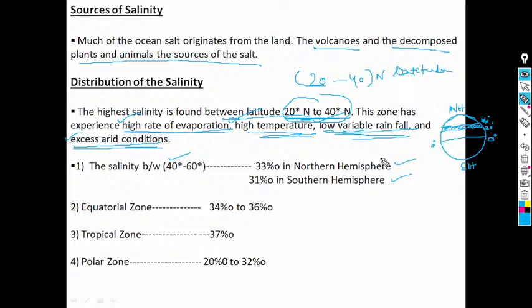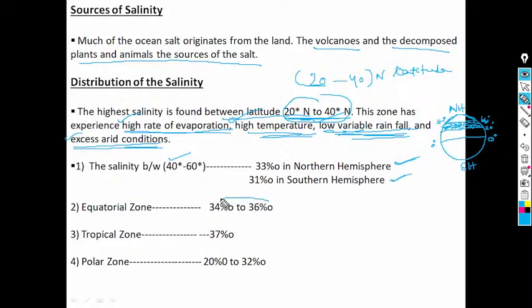This zone has experienced high rate of evaporation, high temperature, low variable rainfall and excess arid conditions. The salinity between 40 to 60 degree, in this range, in the high latitudes, is 33 in the northern hemisphere and 31 in the southern hemisphere.